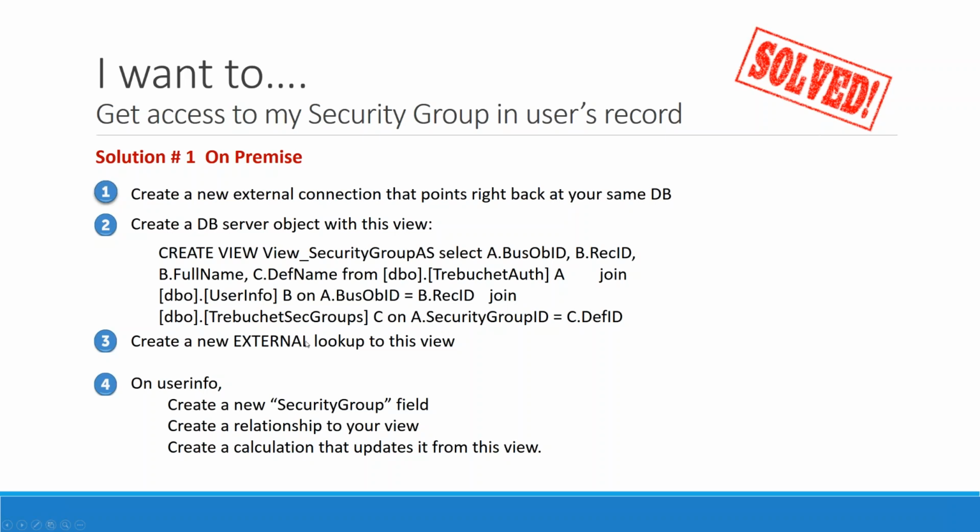And then I create a new external lookup to that view. And then on my user info, I'm going to create a new security group field. I'm going to create a relationship that binds user info back to this view that I created. And then I'm going to create a calculation that automatically keeps it updated. So what does this look like?